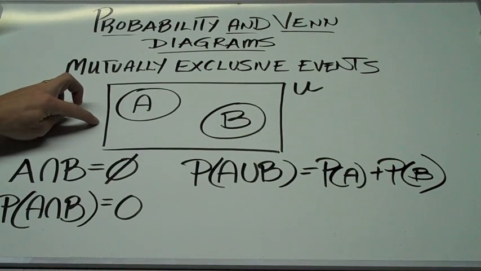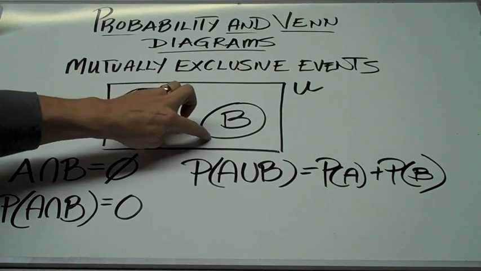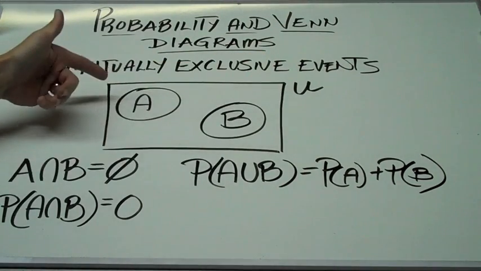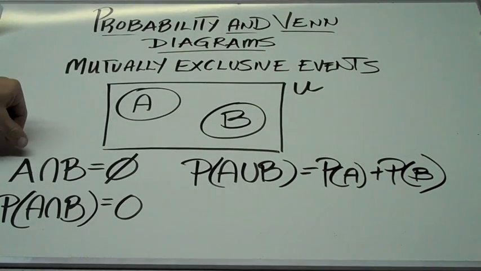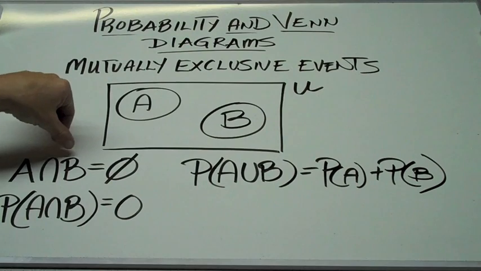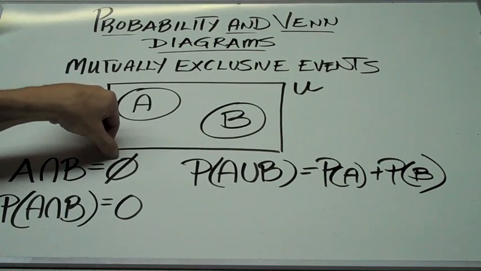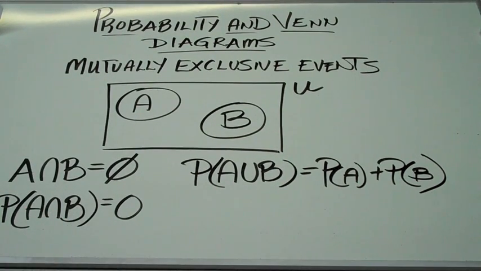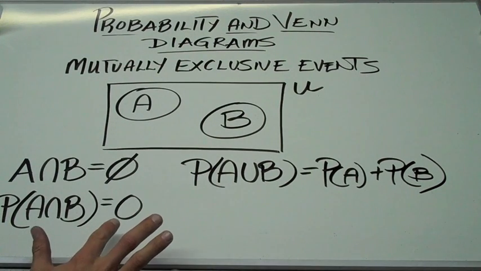In our last Venn diagram of probability, we have mutually exclusive events, and I need you to remember this picture for mutually exclusive events. Notice in the subsets A and B in sample space U, there's no overlap. In other words, the event A and B, or A intersection B, is the null set. So the probability of having A intersect with B is 0.